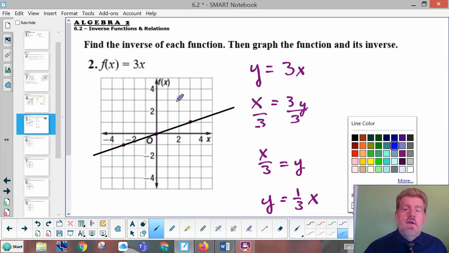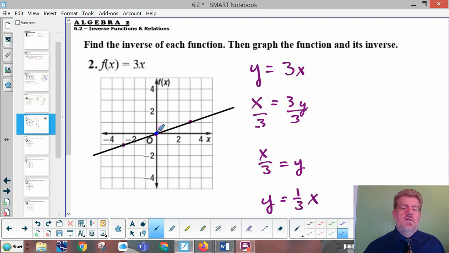Well, same way. We'll start at 0, because remember it's y equals mx plus b. The y-intercept is 0. But now my slope is 3, which means I go up 3 and over 1. Or down 3 and 1 to the left would be the same thing.